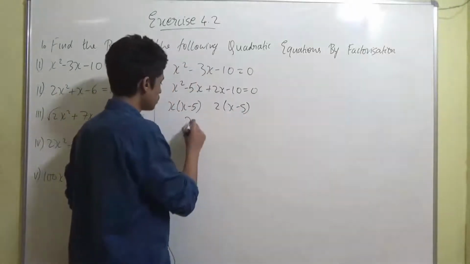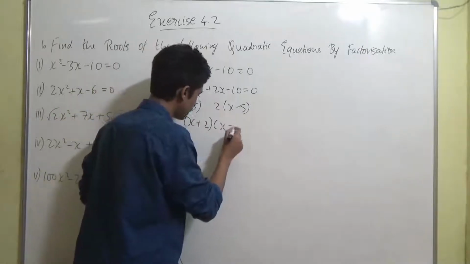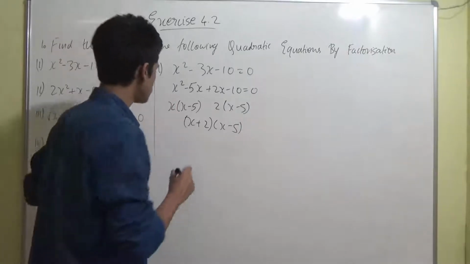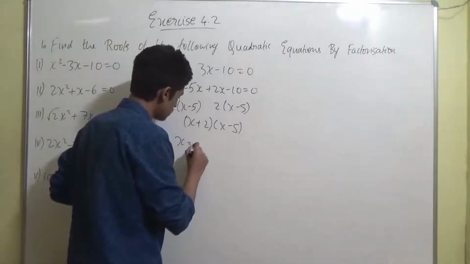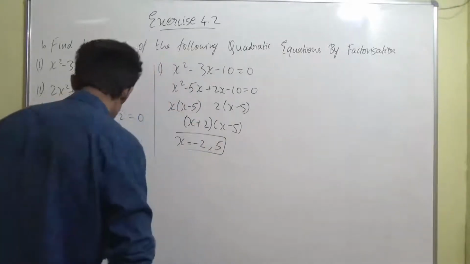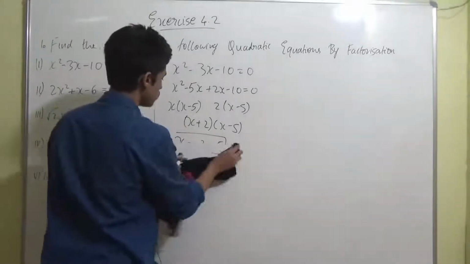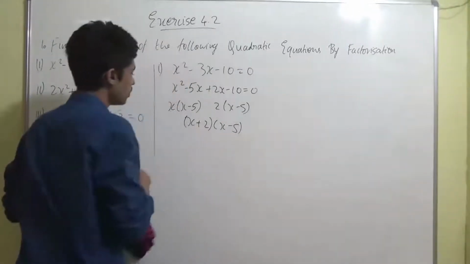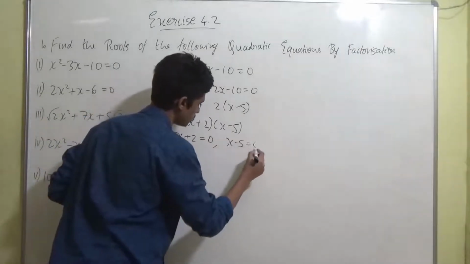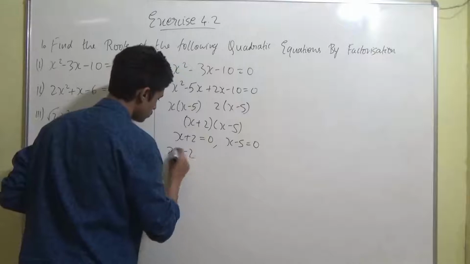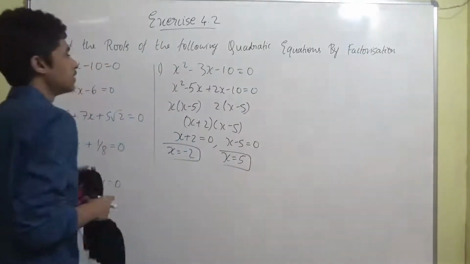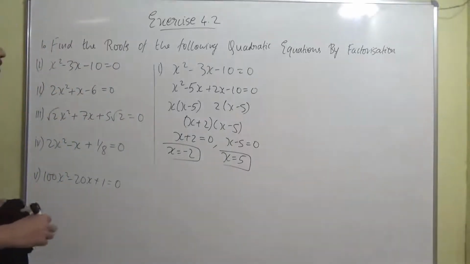This becomes x plus 2 times x minus 5. So the roots are x equal to minus 2 and 5. How did we get minus 2 and 5? If you equate both of these to 0, you're going to get this. x plus 2 equal to 0 and x minus 5 equal to 0. x will become equal to minus 2, and from here x will become equal to 5. Done. Now shall we go to the second sub-question?